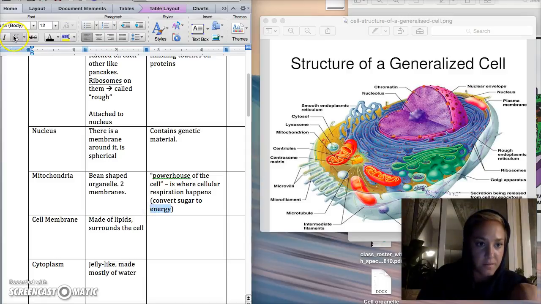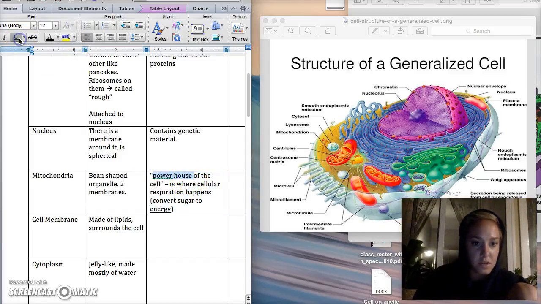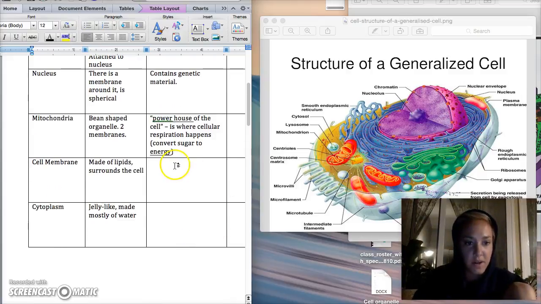So I'm going to underline that for you. Powerhouse. Did I spell that wrong? Probably. Cool. Powerhouse of the cell. Awesome. Okay, moving on.